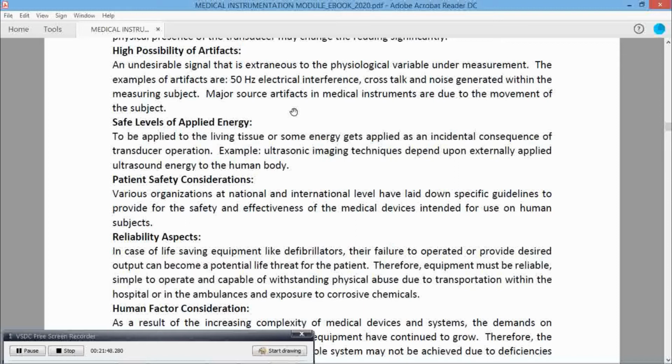But in designing a medical instrumentation system, we are dealing with human patients, or what we call a moving subject. That means sometimes you need a system which can really tolerate these possible artifacts. One major cause is the movement of the subject.